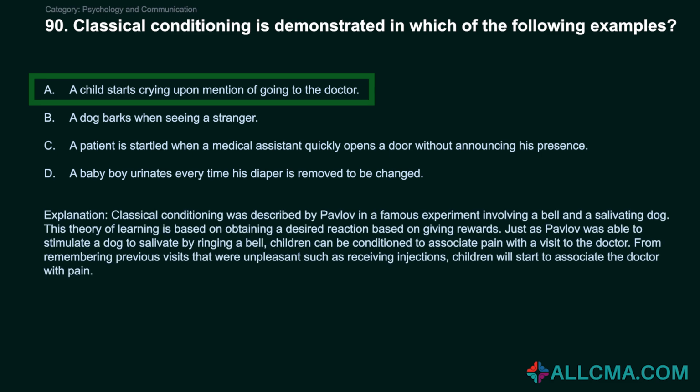Classical conditioning was described by Pavlov in a famous experiment involving a bell and a salivating dog. This theory of learning is based on obtaining a desired reaction based on giving rewards. Just as Pavlov was able to stimulate a dog to salivate by ringing a bell, children can be conditioned to associate pain with a visit to the doctor. From remembering previous visits that were unpleasant, such as receiving injections, children will start to associate the doctor with pain.